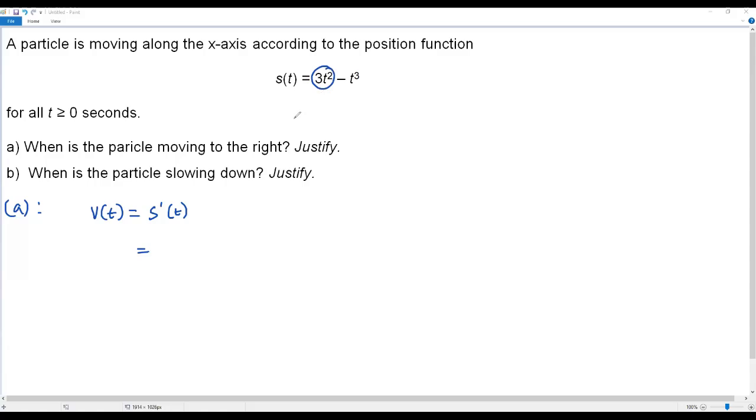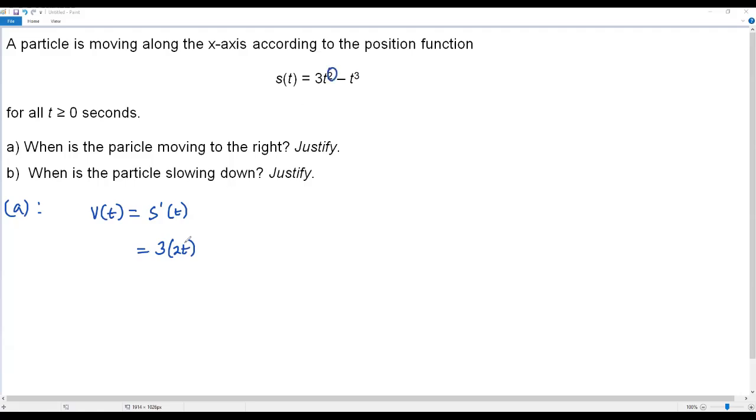When I find the derivative of 3t squared, I keep the constant 3 as it is, because if there is a constant multiplied by the variable, I always keep the constant and find the derivative of the variable alone. The derivative of t squared with respect to t is 2t. I just use the power rule.